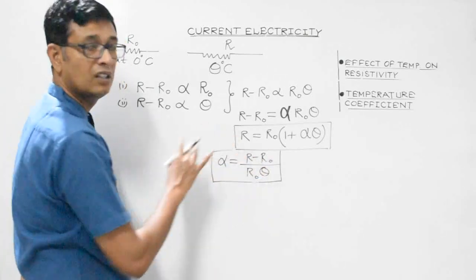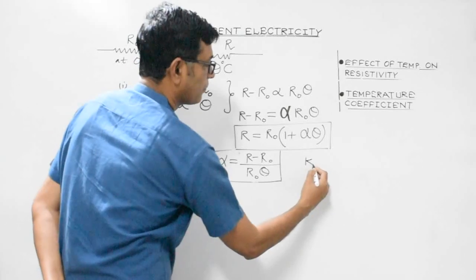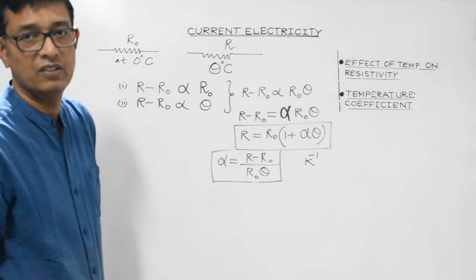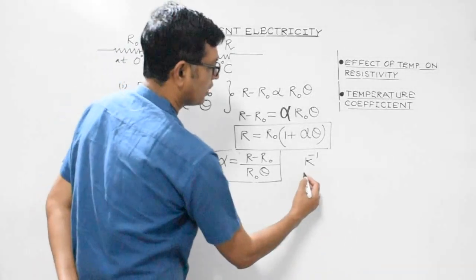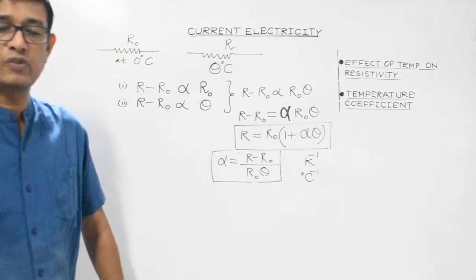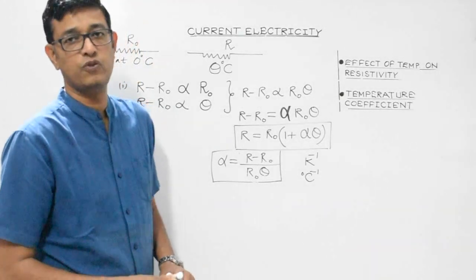Right? Now regarding its unit, the numerator, resistance, is measured in ohm, and the ohm in the denominator will get cancelled, so we'll be left with the reciprocal of temperature. So the SI unit is per Kelvin. The SI unit of temperature coefficient is per Kelvin, right? But normally it is also expressed in per degree Celsius. So these are the units which we use in order to express the temperature coefficient.